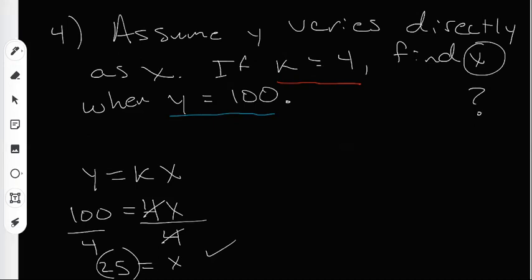Okay, let's look at number 5. Number 5 says, suppose y varies directly as x.